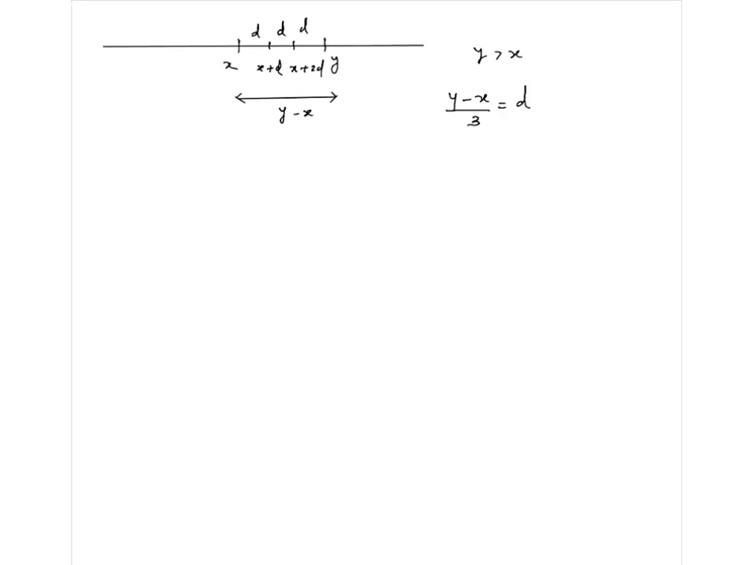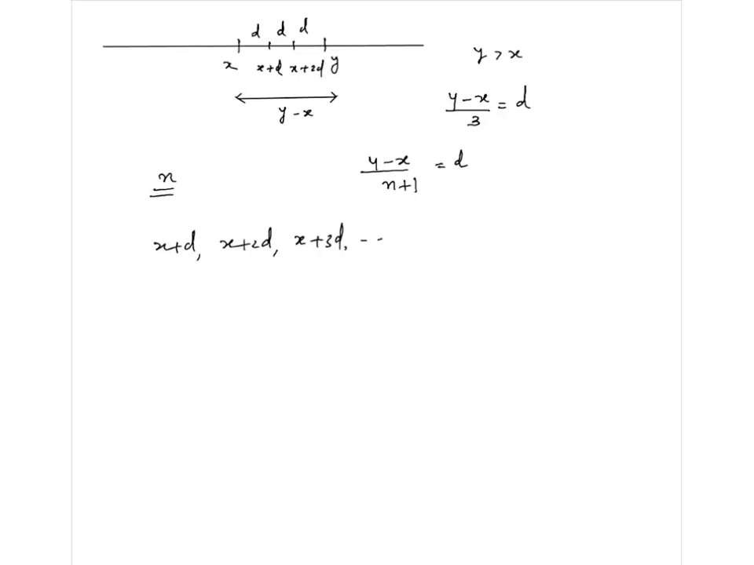So what if I want to insert n rational numbers? If I want to insert n rational numbers, I will find y minus x by n plus 1. If 2 numbers were there, 3 was there. If n numbers are there, n plus 1 will be there. That is what I will call d. Then x plus d, x plus 2d, x plus 3d, and that way I will be able to insert n rational numbers, and they will be equidistant rational numbers.